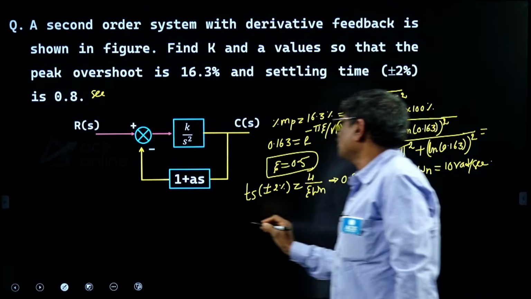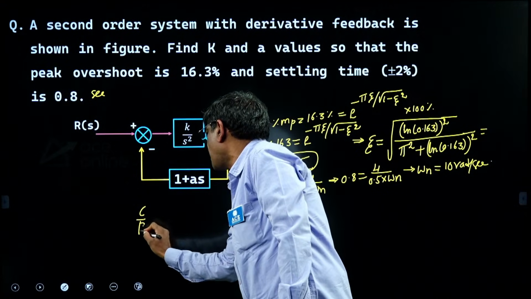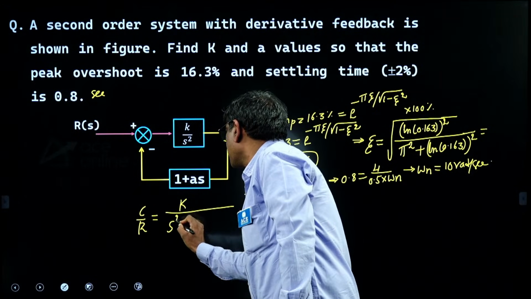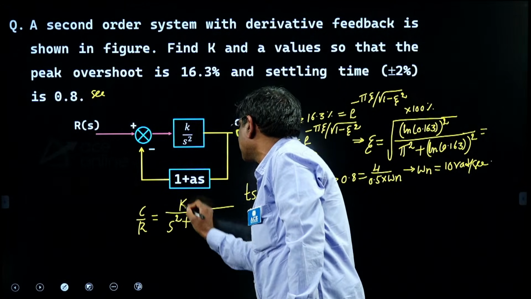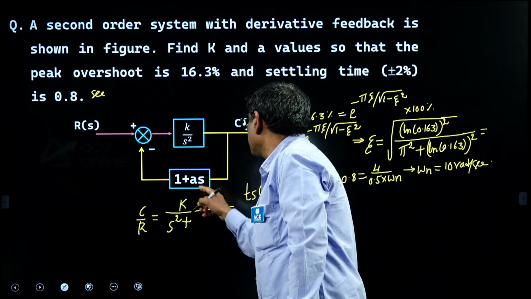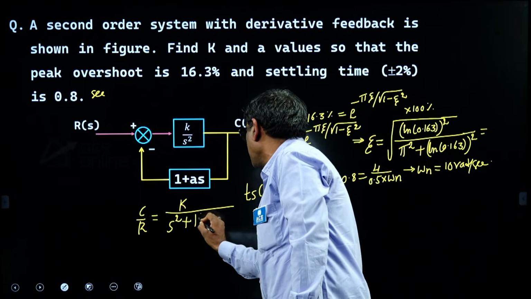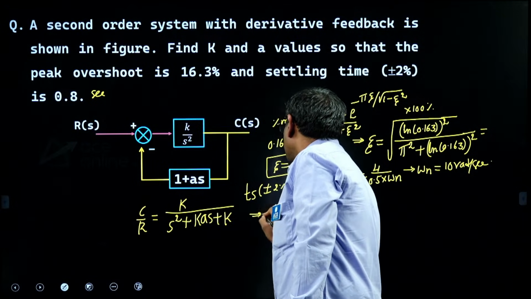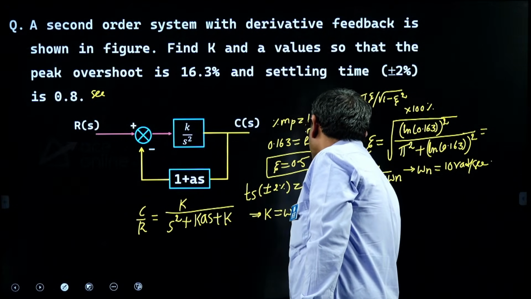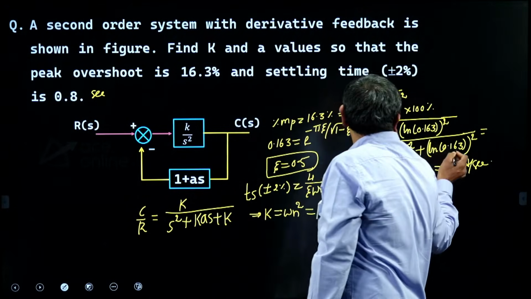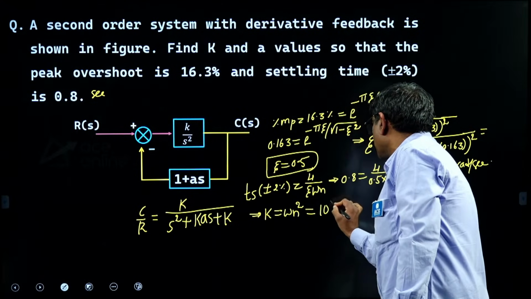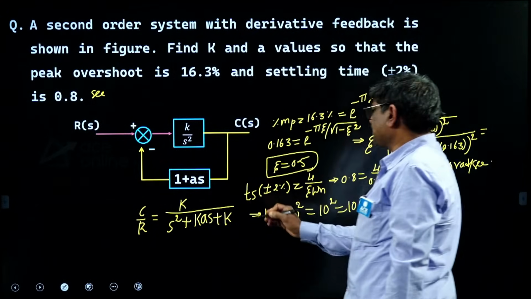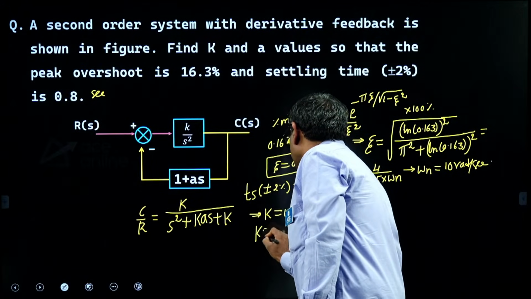Now find the closed loop transfer function. C by R equal to K by S square. Remember the simple logic: opposite sign, plus numerator term, product with feedback gain. Numerator K, K product feedback gain, AS plus K. So K is nothing but omega n square. Omega n is 10, so 10 square, that means 100. K is 100.